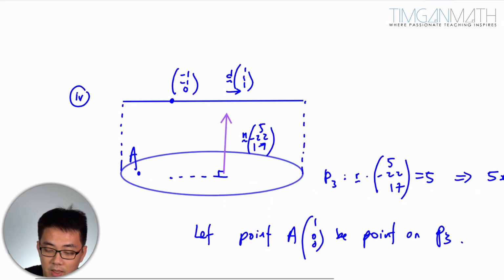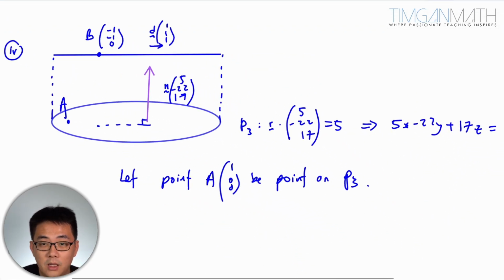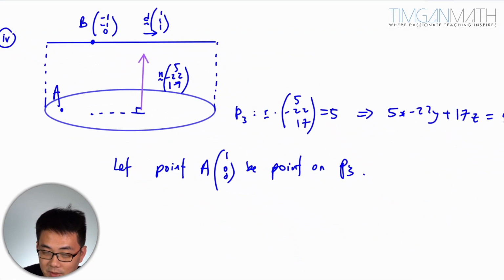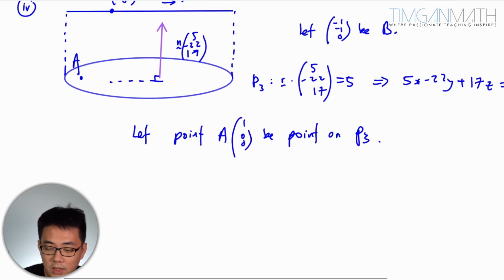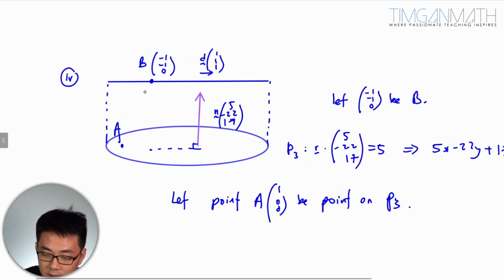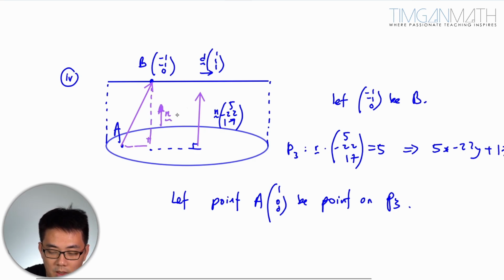So I'm going to let B be this point here as well. Anything that has no name, I'm just going to label it. So let minus 1, 0 be B. So essentially what we're going to do now is we have got this direction here, and this is the normal. We're going to find this distance here.